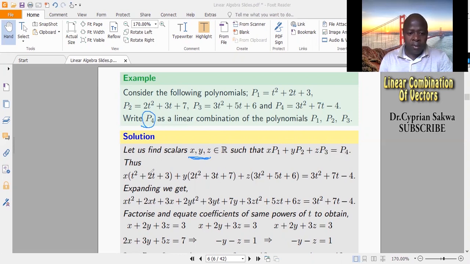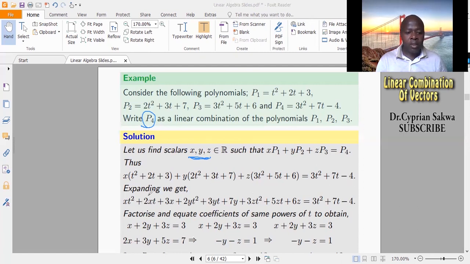Let's see, x times P1 plus y times P2 plus z times P3 is equal to P4. We just expand. This will be t squared x, 2tx, 3x, and this one will be 2yt squared, 3yt, and 7y. And this will be 3zt squared, 5zt, and 6z. And this will be 3t squared plus 7t minus 4.